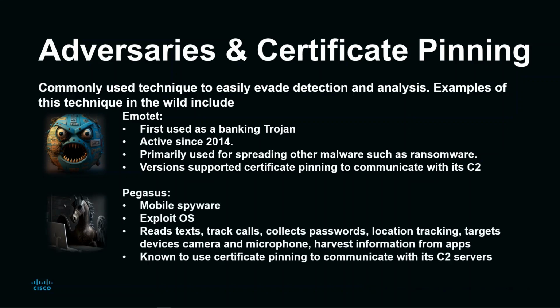Then we got Pegasus, mobile spyware. It exploited the operating system. It reads text, tracks calls, collects passwords, location tracking, targets devices, cameras, a microphone, harvests information from applications as well. Now, this is known to use certificate pinning to communicate to its C2 servers as well.